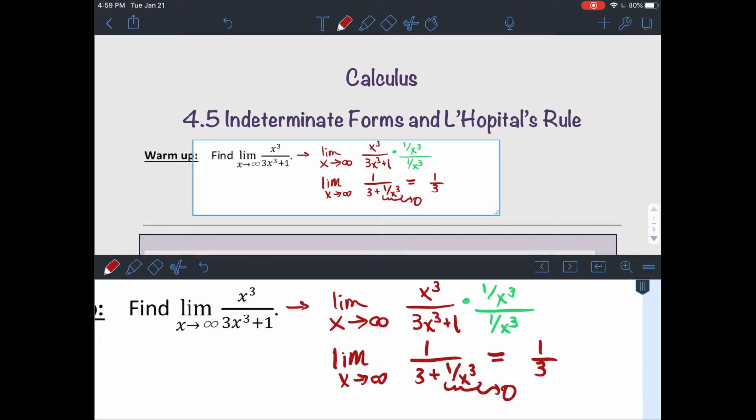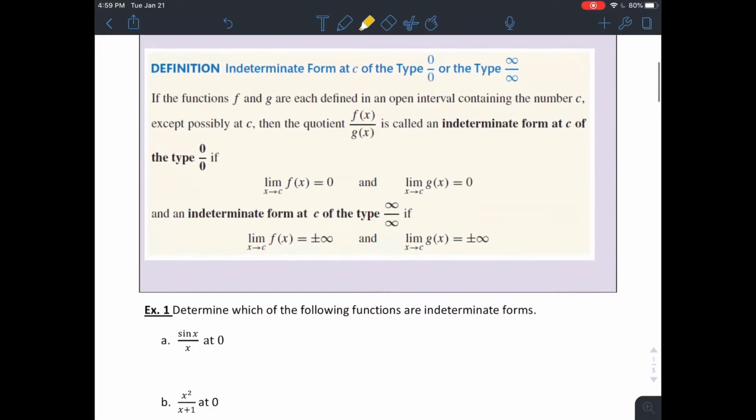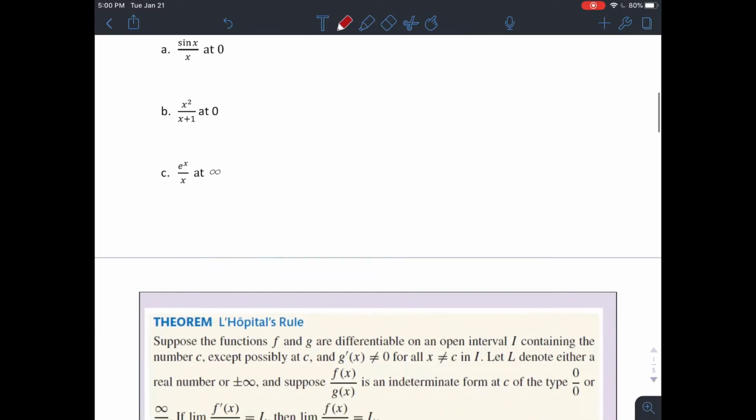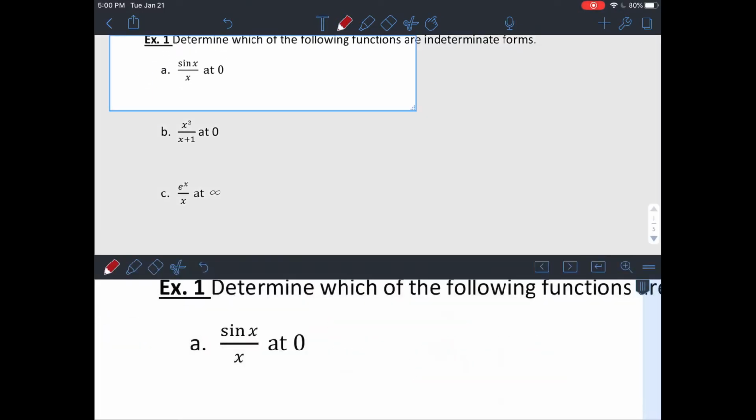So we're talking about limits that can't be done so easily today. They're going to be limits of what's called an indeterminate form, which means you can't determine its limit directly. The two types that we're going to use this special thing called L'Hopital's rule on are the type where you get 0 over 0 when you try to do your limit, or infinity over infinity. There's lots of indeterminate forms, but those are the two you can use L'Hopital's rule on.